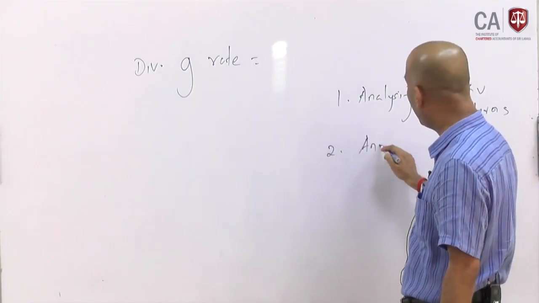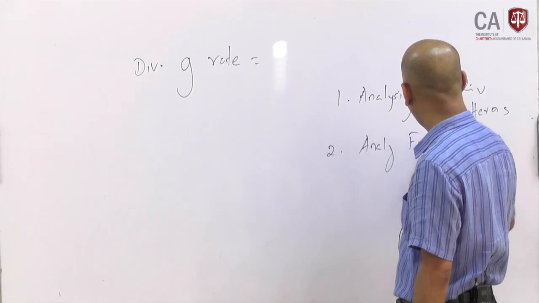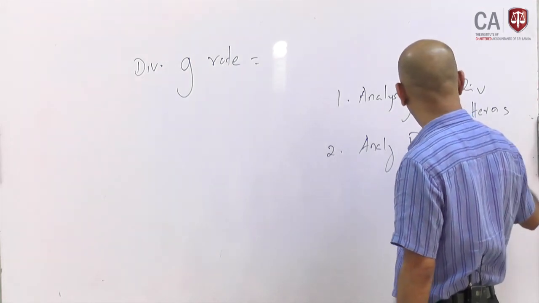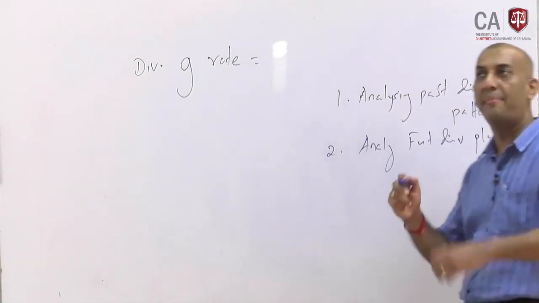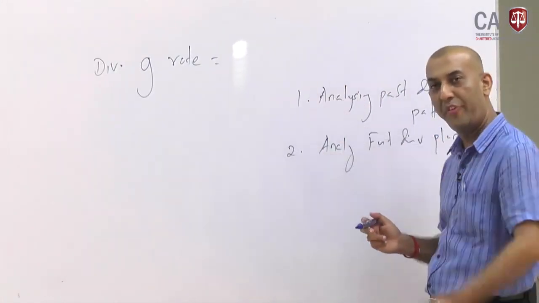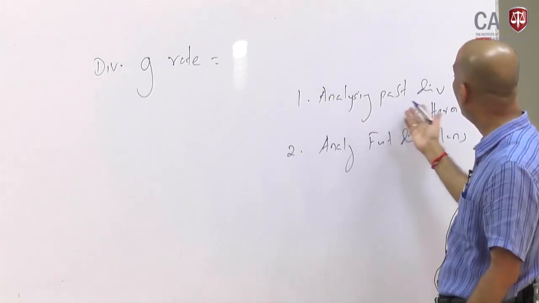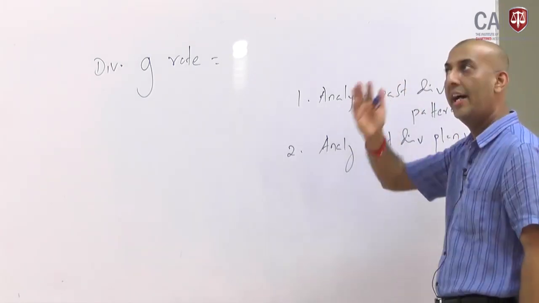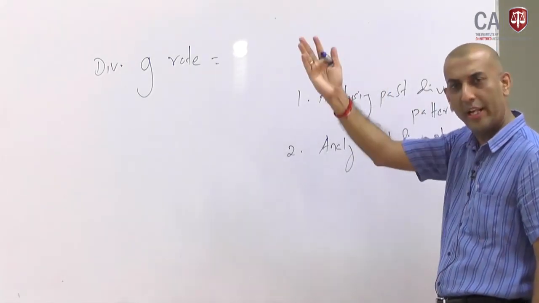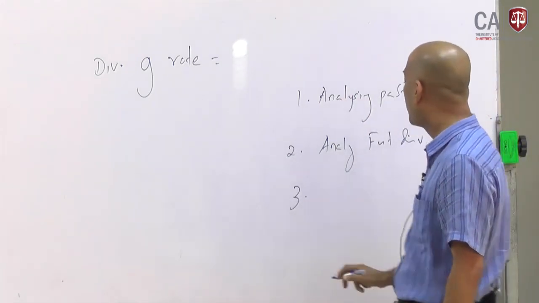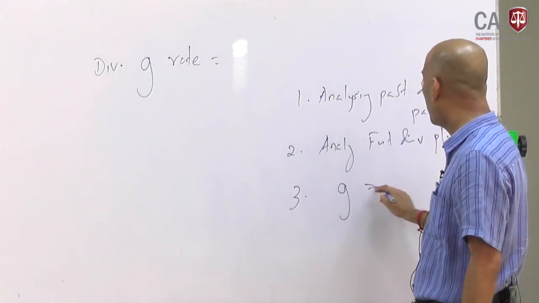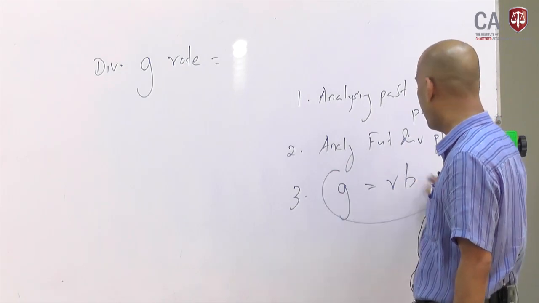Or analyzing future dividend plans. The company might have a dividend plan for how they are going to pay dividends over the future period. You can look at it and say what average growth rate they are expecting. Or you look at the past 5 years of dividends and see what the average growth had been. Third, you can use growth rate equals r b.